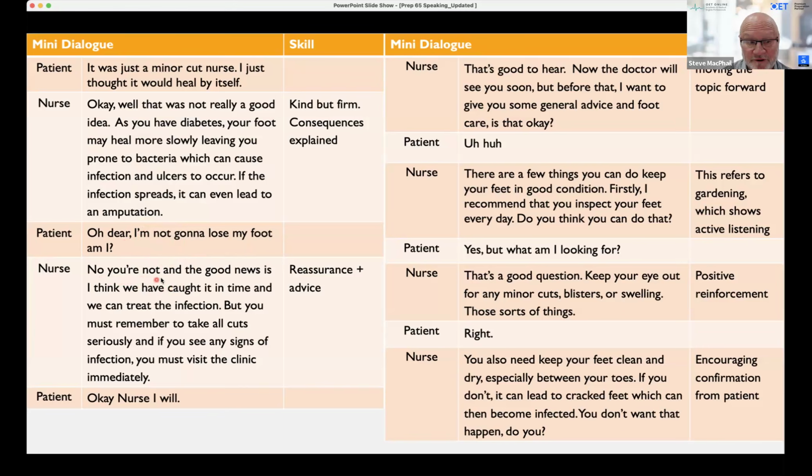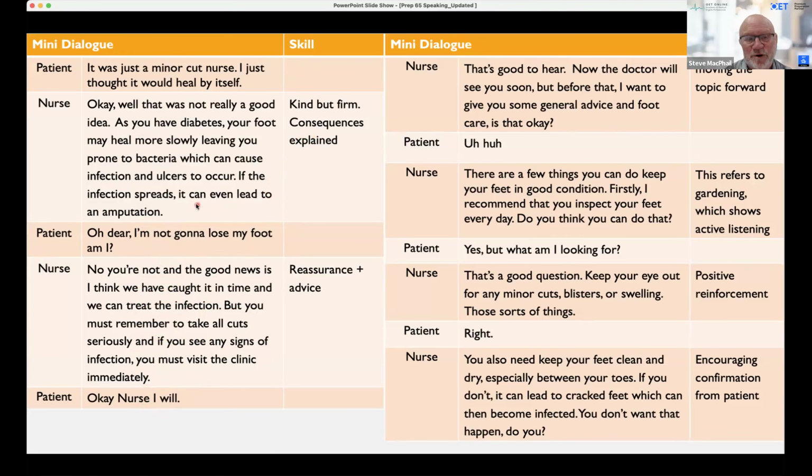"No, you're not. And the good news is, I think we've caught it in time and we can treat the infection. But you must remember to take all cuts seriously. And if you see any signs of infection, you must visit the clinic immediately." "Okay, nurse, I will." All right, so that's an important section of this role play. The consequences have been explained.